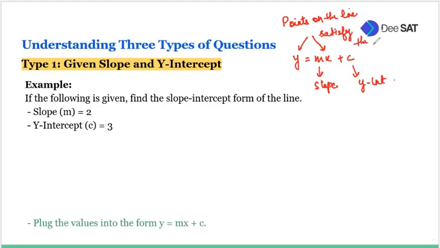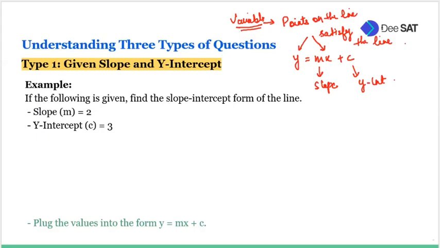Satisfy the line. So points on the line that satisfy the line are basically the coordinates x comma y, whereas m is the slope and c is the y-intercept. So always understand that y and x can be represented as variables, which change with respect to the line, whereas slope and y-intercept are more or less constants that do not change for any particular line.